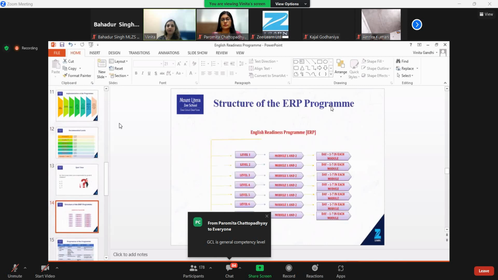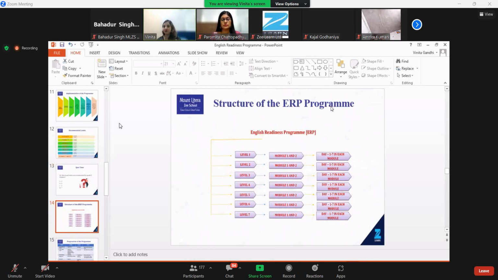And then we have the structure of the program. The English readiness program is divided into 7 different levels. It is designed for 7 different levels. Each level has 2 modules, and each module is planned for 7 days. So a total of 14 days for each level is planned.